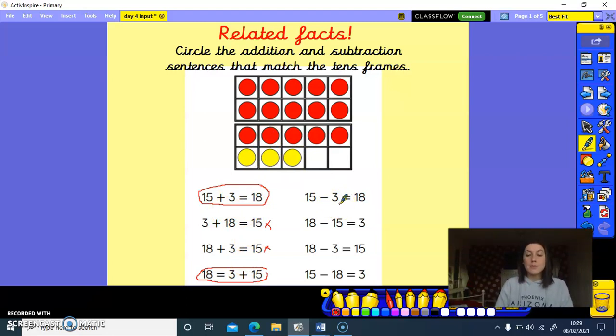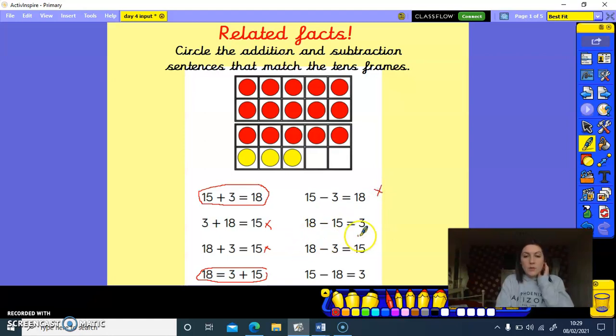Now let's think about subtraction sentences. 15, which would be here, take away 3 equals 18. What do we know about subtraction number sentences? What number needs to come at the start when we are doing a subtraction number sentence? The biggest number. Is 15 bigger than 18? No, so this one can't be right.